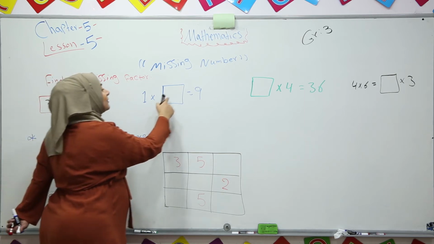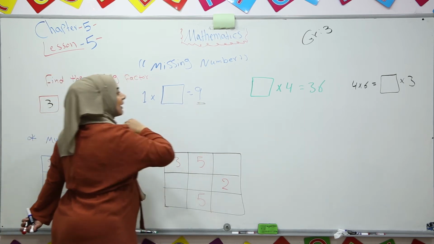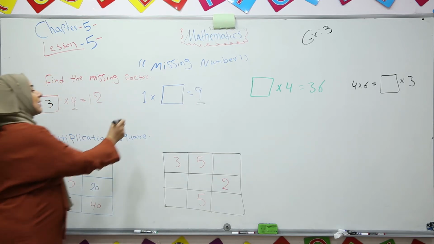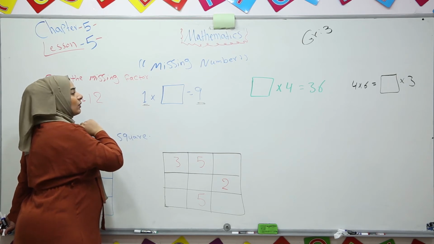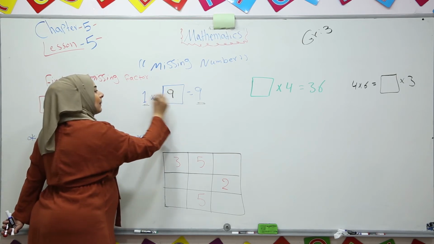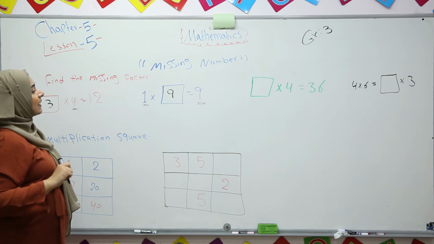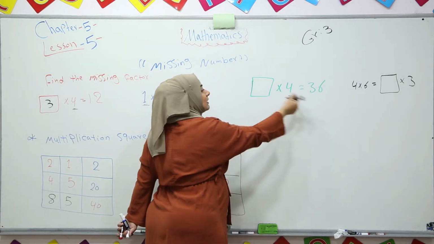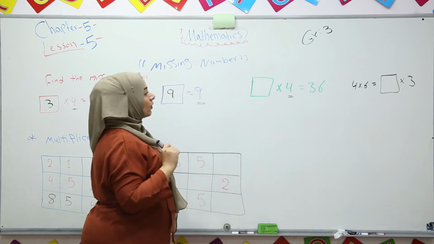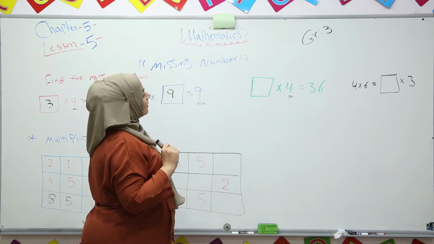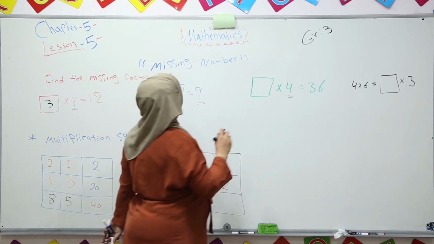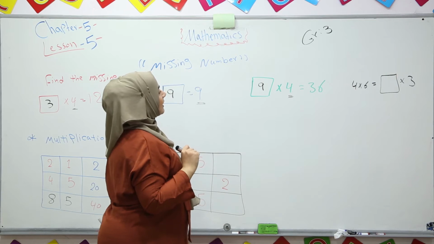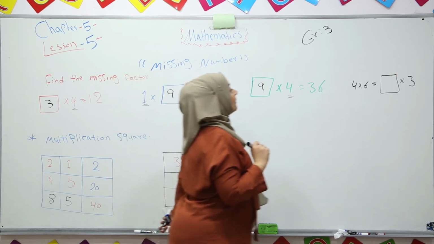1 times by which number is equal to 9? It's the times table of 1. 1 times by 9. So this factor is 9. 4 times by which number is equal to 36? 4 times by 9. 4 times 9 equals 36.